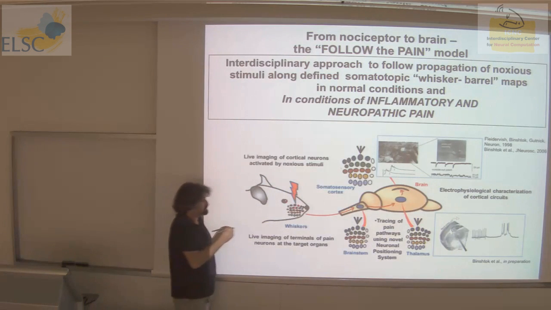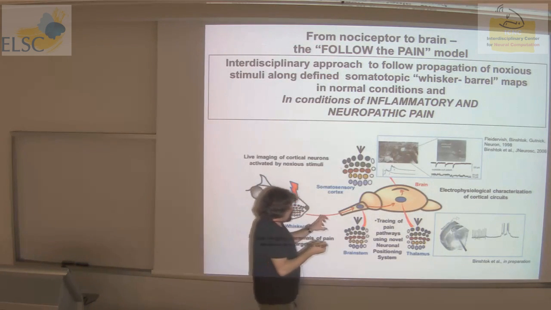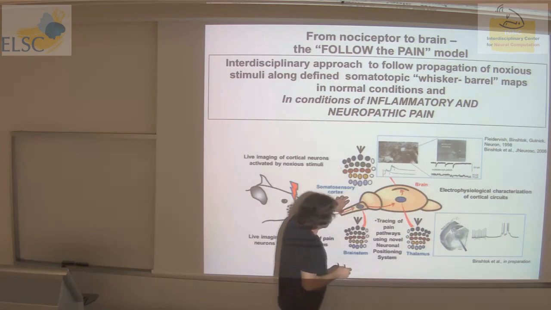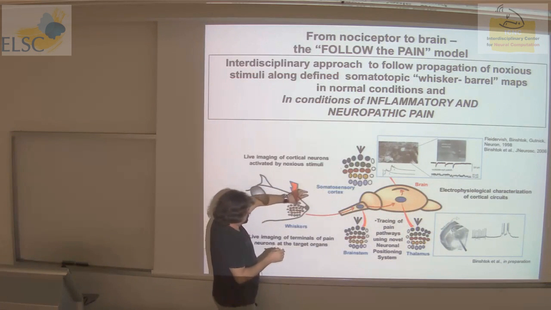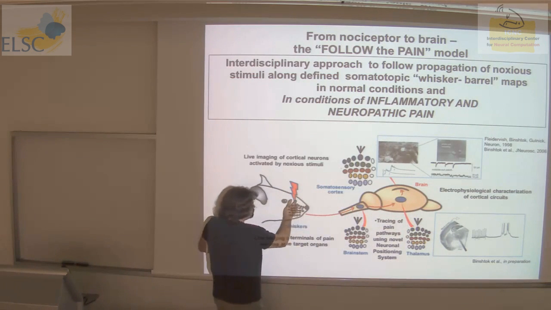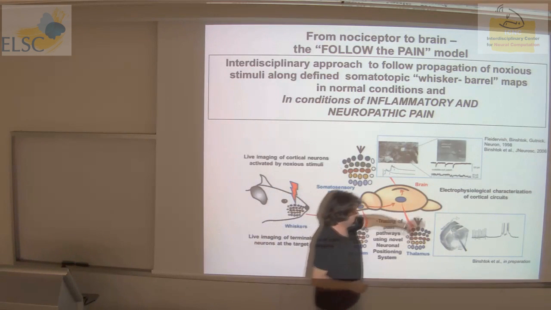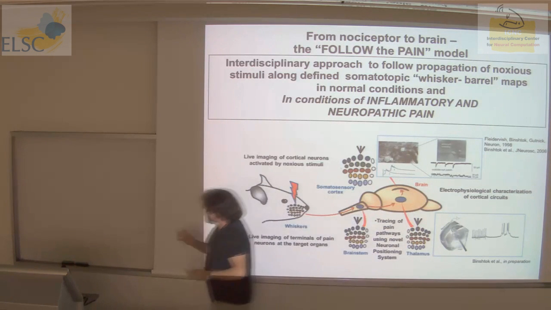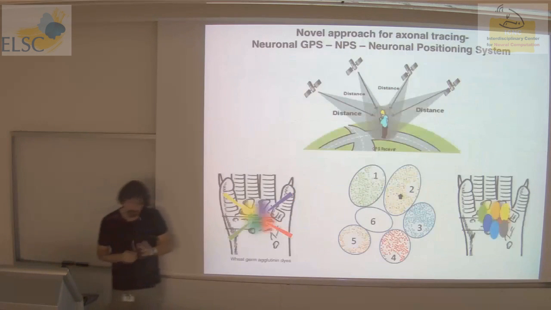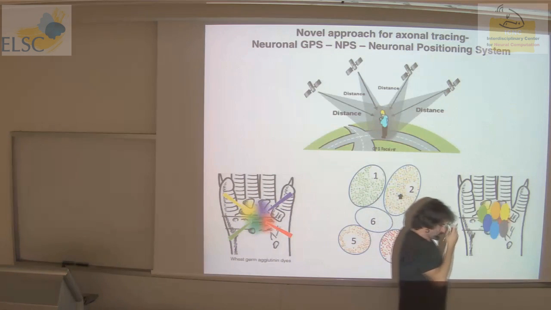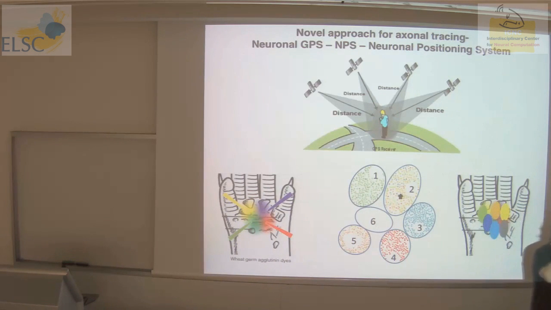We need to trace the fibers from the whiskers and see whether the peripheral cells are responsible. What is the relationship between peripheral cells and the whiskers, and what cells do they activate at the level of the brainstem, and then thalamus, and then cortex? So what we started to do, we're now developing a new approach to trace neurons, and we call it neuronal GPS. So not the global positioning system, but neuronal positioning system.